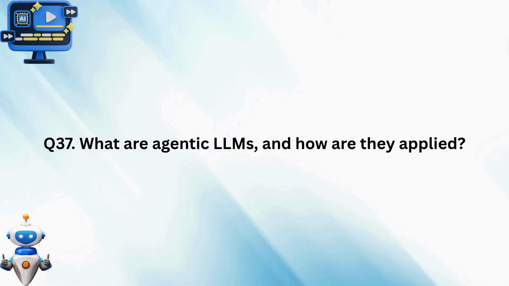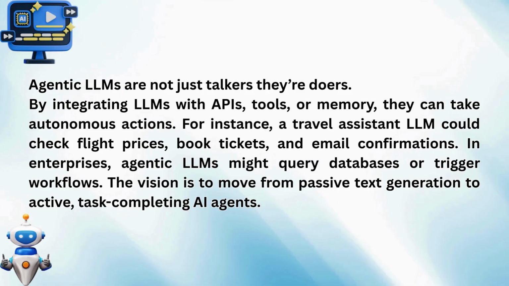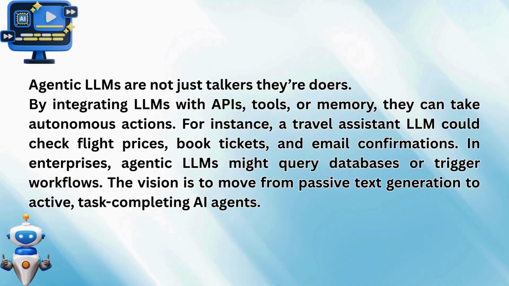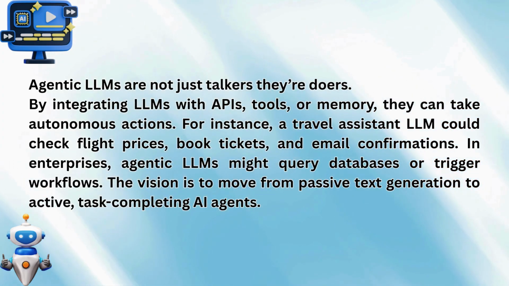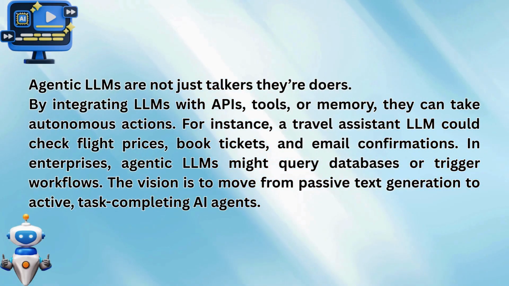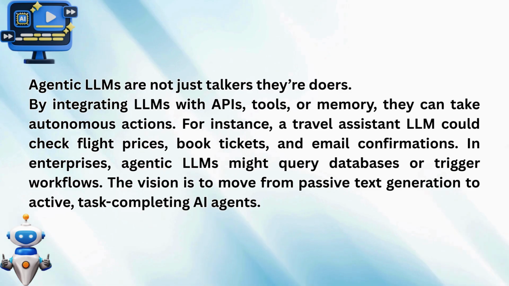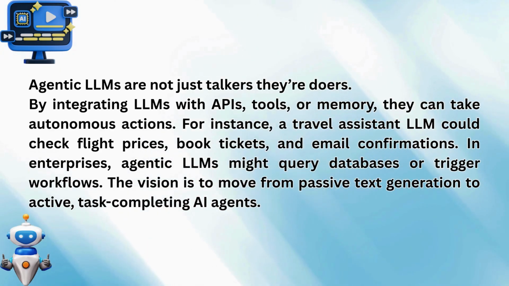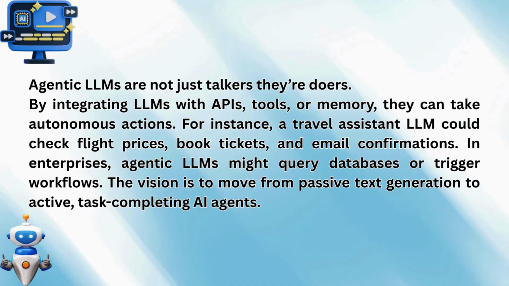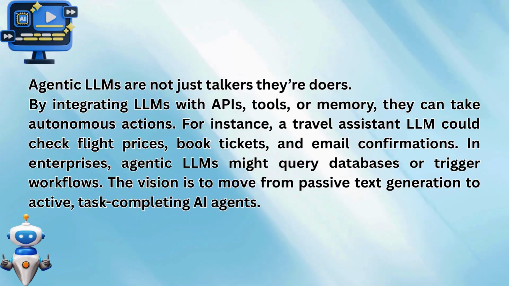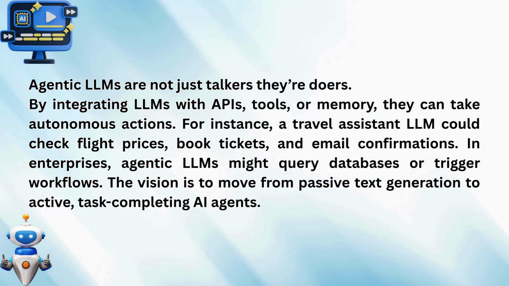What are agentic LLMs and how are they applied? Agentic LLMs are not just talkers, they're doers. By integrating LLMs with APIs, tools, or memory, they can take autonomous actions. For instance, a travel assistant LLM could check flight prices, book tickets, and email confirmations. In enterprises, agentic LLMs might query databases or trigger workflows. The vision is to move from passive text generation to active, task-completing AI agents.